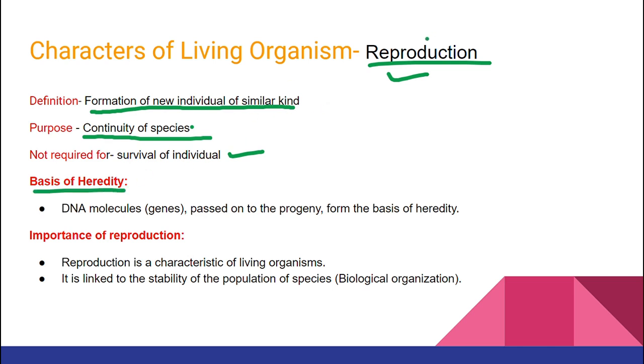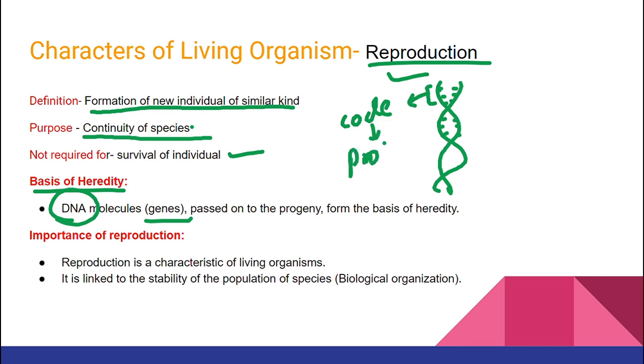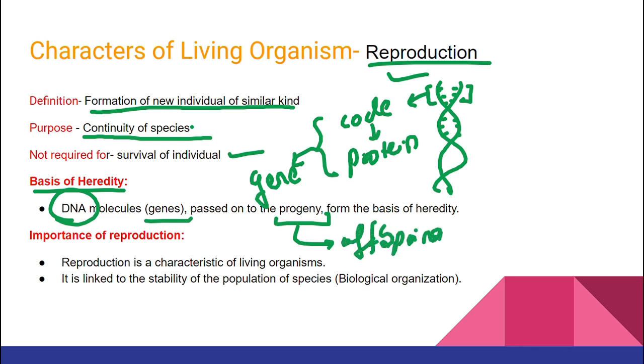Now what is the basis of this reproduction? That is the basis of heredity, DNA molecule, that means gene. See here class, when I talk about the gene, so this is your DNA and you have different nucleotides. I already told you what is nucleotide, and we have nitrogenous bases over there, right? Now these nitrogenous bases work like a code, okay? Code for protein. So the nitrogenous bases which code for protein, we call it as gene, okay? Now this gene is passed from parent to progeny. What is progeny? Progeny is nothing but your offspring.